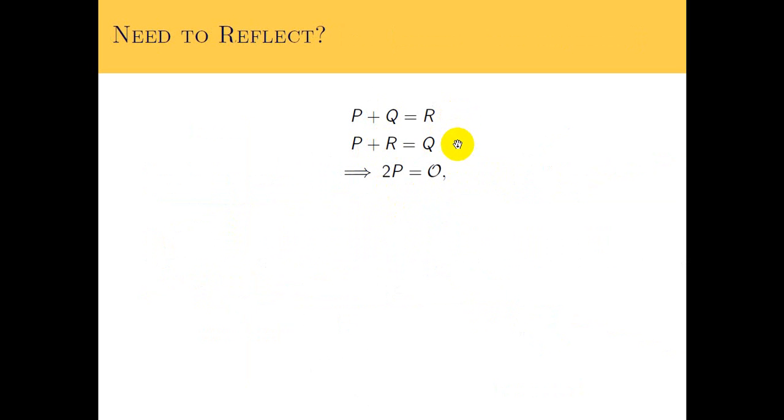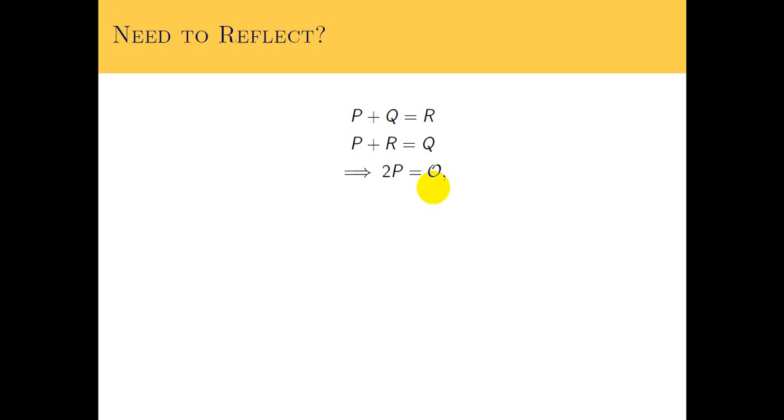Well, if we add these two equations together, we have 2P on the left. We have a Q and an R on the left, and a Q and an R on the right. So those are going to cancel out and just leave our identity. And so what does that mean? That means in general, every point is order 2. Every point, when you add it to itself, you get the identity.